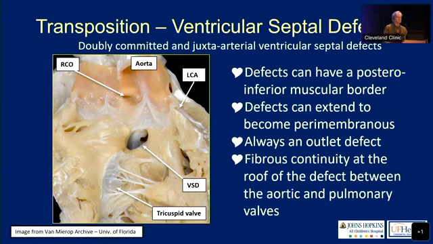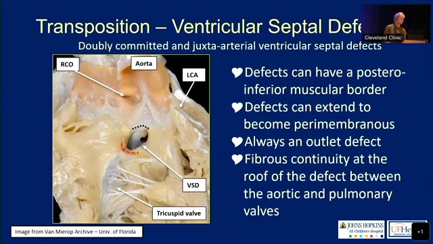When they form normally, they lift the arterial trunk from the right ventricle up off of the right ventricular mass, so that that arterial valve was at a different level than the arterial valve from the left ventricle. In hearts with doubly committed and juxta-arterial defects, there's hypoplasia of those proximal outflow cushions, allowing the arterial valves to remain at the same level. So we end up with one of the hallmarks of this defect, in that we have fibrous continuity between the aortic valve and the pulmonary valve at the roof of the defect.